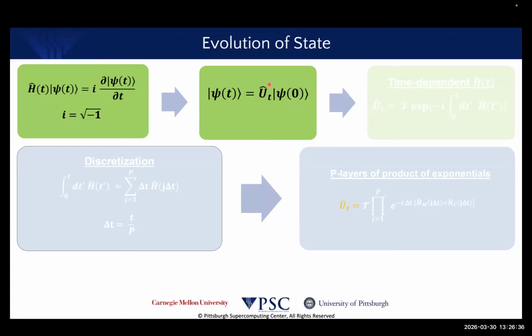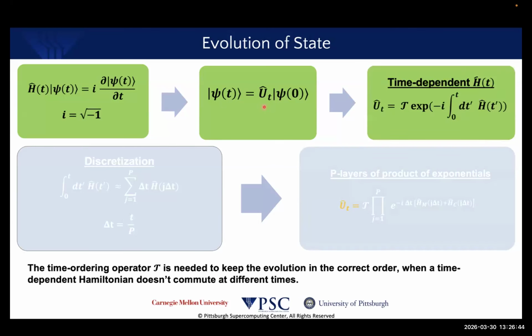And we will use this time evolution operator to get our state at any later time t. This time evolution operator is defined here, which is simply the exponential of negative imaginary number times the integration of this time-dependent Hamiltonian. You can see we have a time ordering operator because we want to keep the evolution in correct time order. If we simply switch our Hamiltonian at different times, then we will get a completely different state. So this will make sure that we apply our Hamiltonian at different times in correct order.